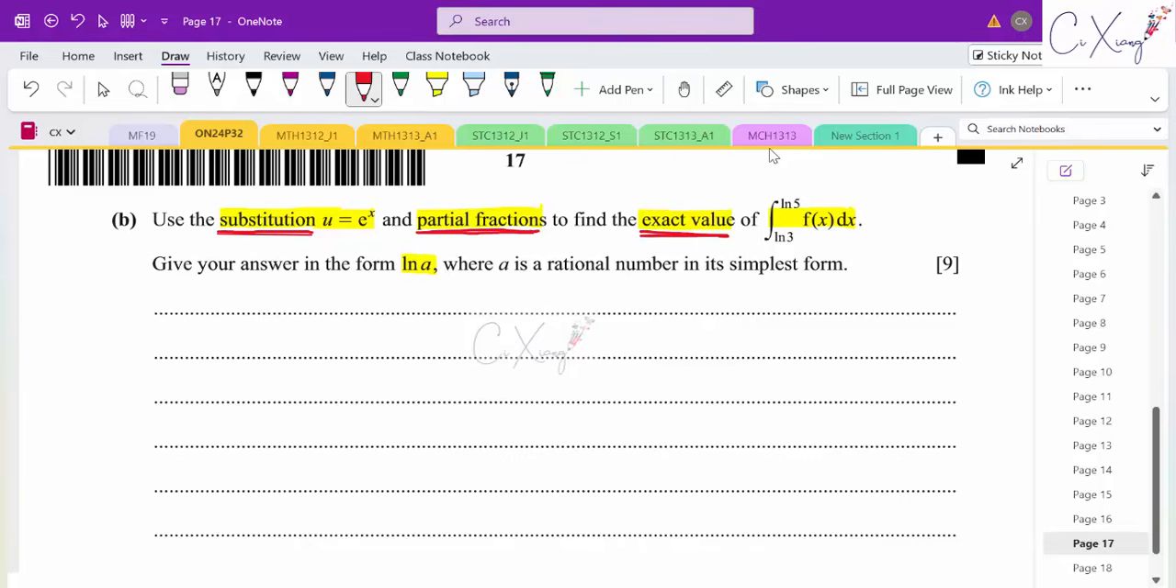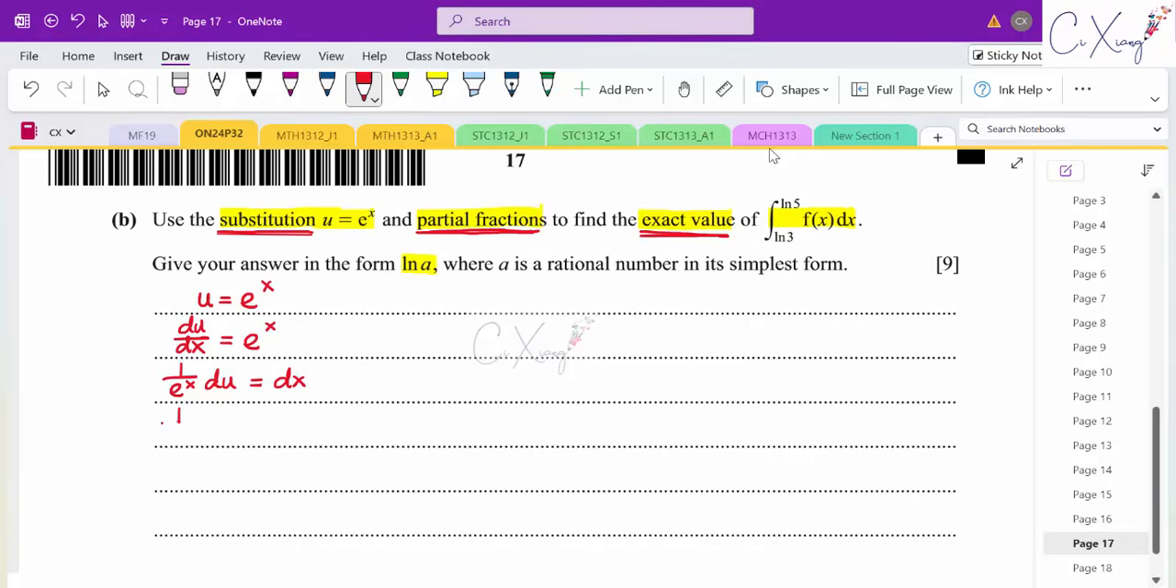Alright, so we'll start with the substitution first. Every time they tell you that you want to use substitution for integration, you start with the substitution equation that is provided in the question first, where u equals e power x. So first step, let us try to find the differentiation. So du over dx is e power x, and 1 over e power x will be equal to dx.